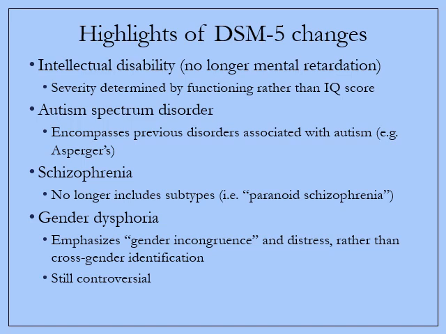Schizophrenia changed. We no longer use subtypes in schizophrenia. So there are specifiers, which I might go into at a later chapter, but we no longer say that people have paranoid schizophrenia or disorganized schizophrenia. We just say they have schizophrenia, and then sometimes they get a specifier afterward.